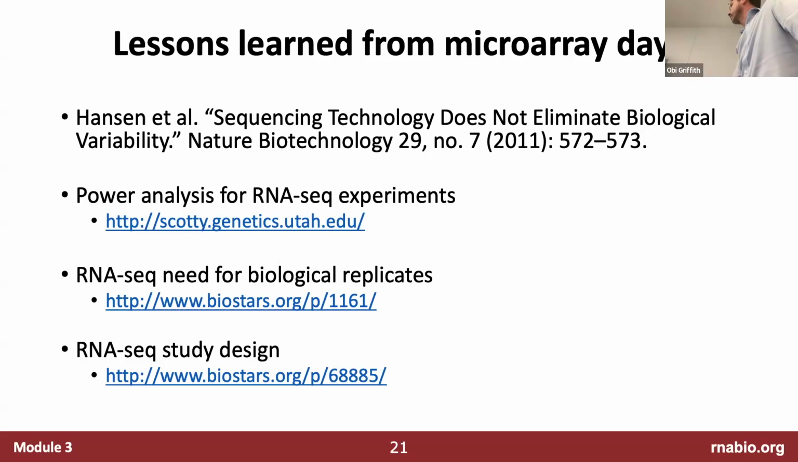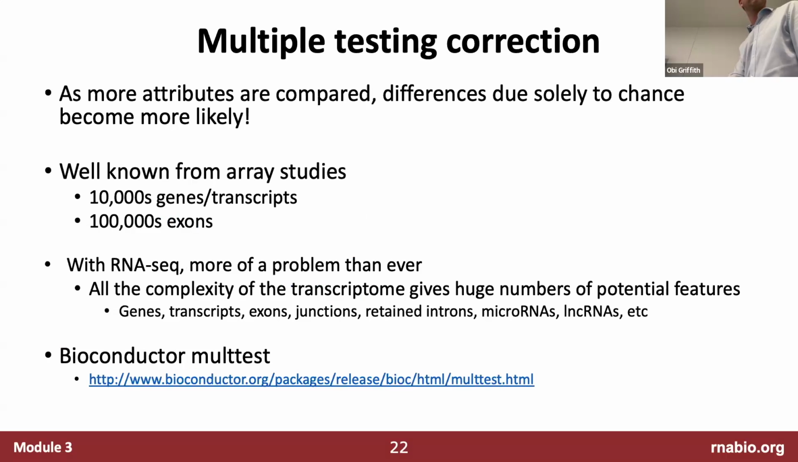There was this fun paper way back when that said sequencing technologies do not eliminate biological variability. This paper came out after years and years of really cool RNA-seq studies that had an N of 1 versus N of 1, with no replicates, making bold conclusions.